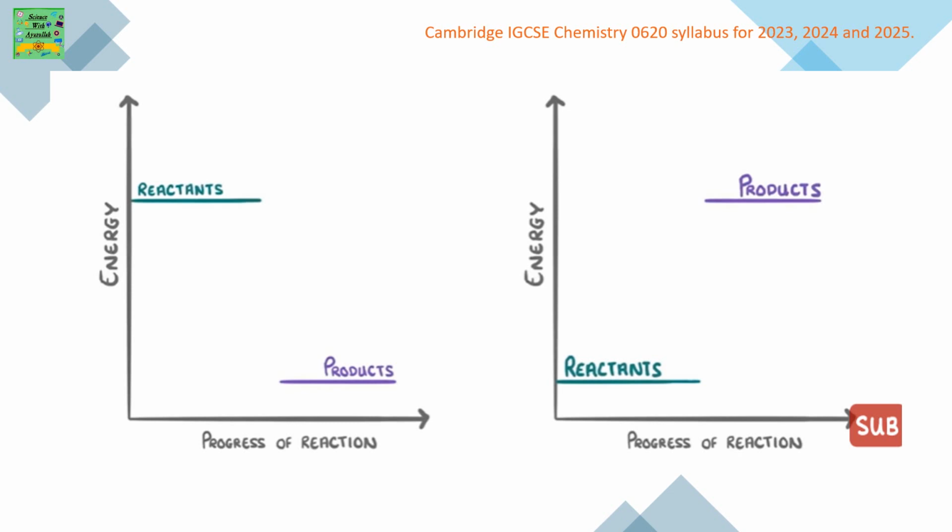This slide shows you the clear picture or the difference between exothermic and endothermic. You can easily identify since the reactants is at an upper level or higher level compared to the products. It means it's an exothermic reaction. In the second graph, the reactants is at a lower level. That means it's an endothermic reaction. The heat is absorbed.